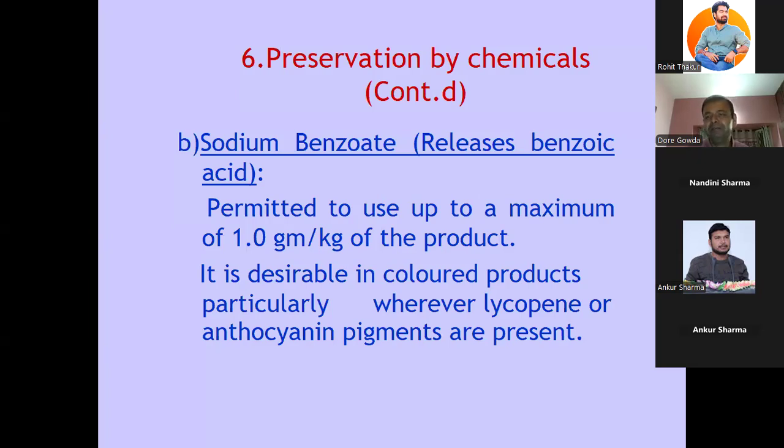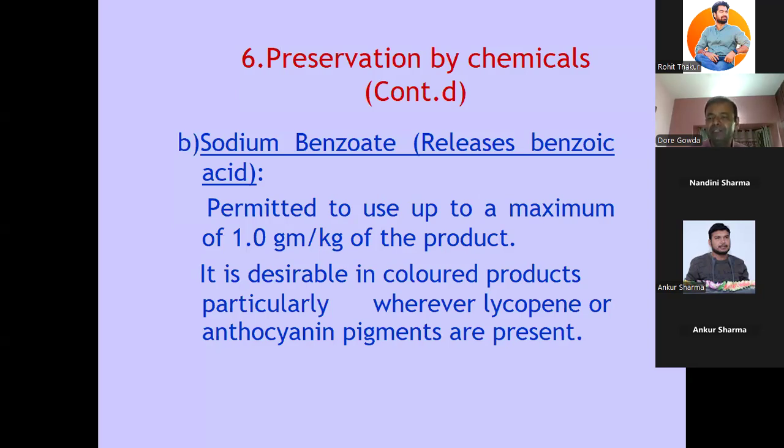We have to remember that we cannot use potassium metabisulfite in all kinds of colored products, like tomato products where lycopene pigment is present, or even pomegranate where anthocyanin pigments are there. Because when you add potassium metabisulfite to these products, the sulfur dioxide released reacts with the color present in the fruit or vegetable, and that leads to browning of the product. So in all tomato products, we should preferably use benzoic acid only, sodium benzoate only.